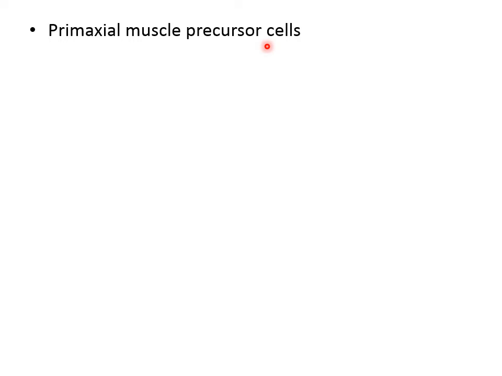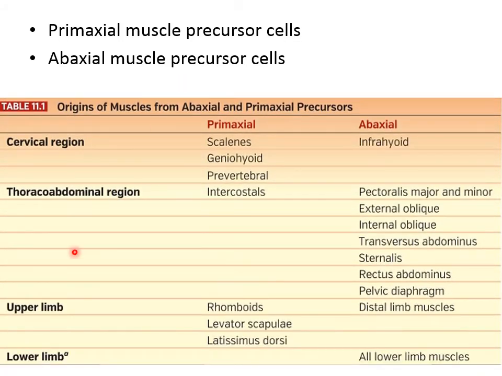So we have the primaxial muscle precursor cells and the abaxial muscle precursor cells. Each type of precursor cells gives origin to a certain group of muscles in the body. In this table, you see the different groups of muscles coming from which precursor cells, primaxial or abaxial.